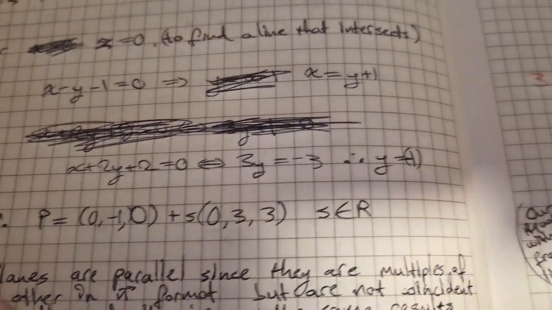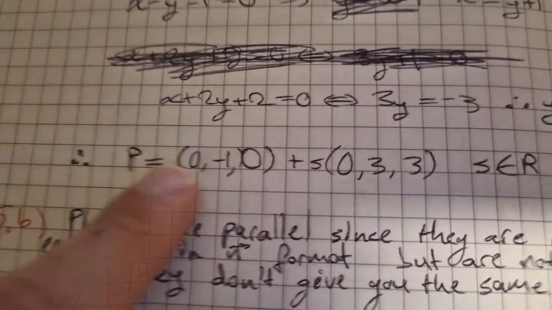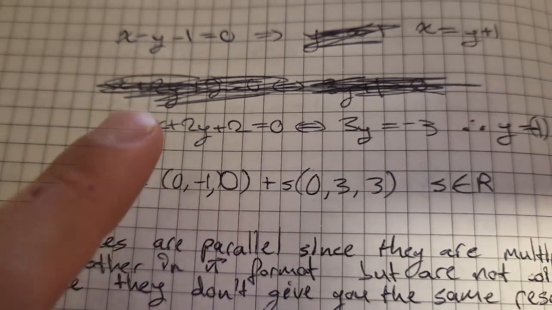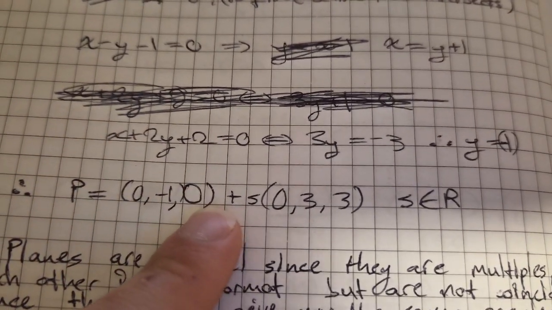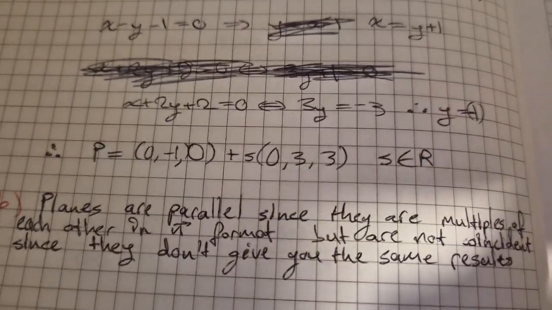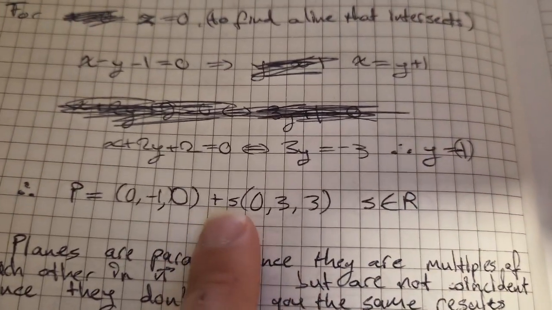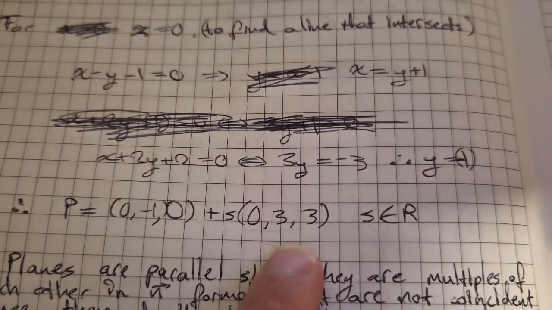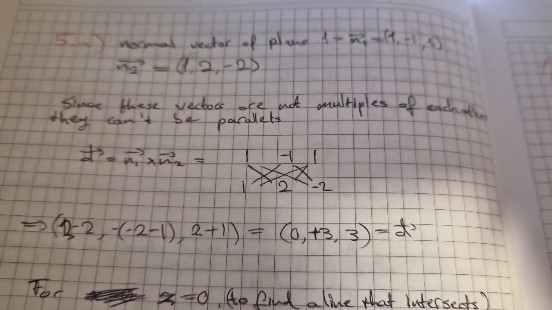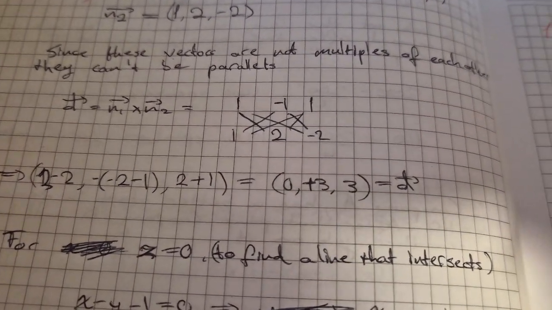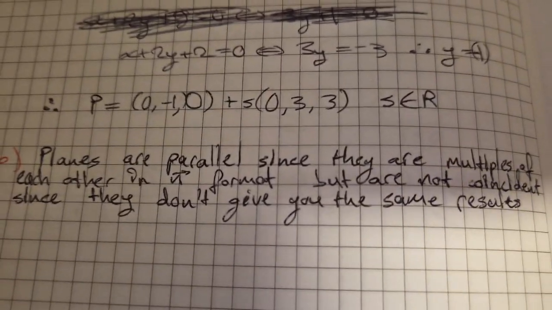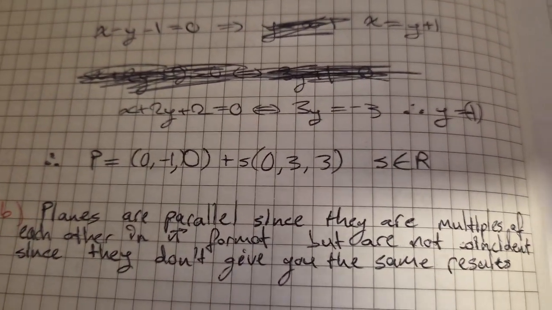And now we see that our starting point is this, since our x value is 0 and z value is 0. Then we add it to our direction vector, which we found by the cross product of the two normal vectors, and this is the point of intersection.